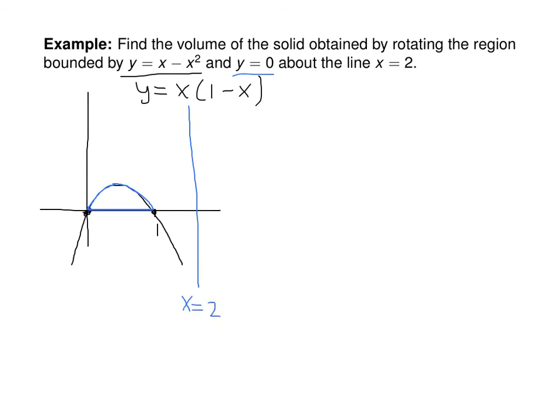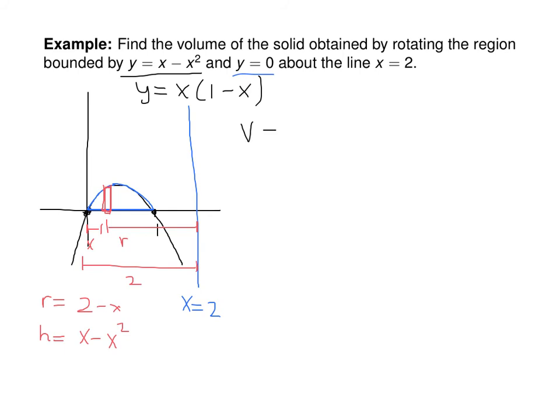So let's draw in a typical shell. Okay. Now what's a little bit more tricky here is the radius. So this is my radius. The distance from here to here, that's x. The total distance from there to there, that's 2. So in this case, my radius will equal 2 minus x. Not so bad. And the height of a typical shell will be x minus x squared. So not that different. The only difference here is the radius is no longer just x.